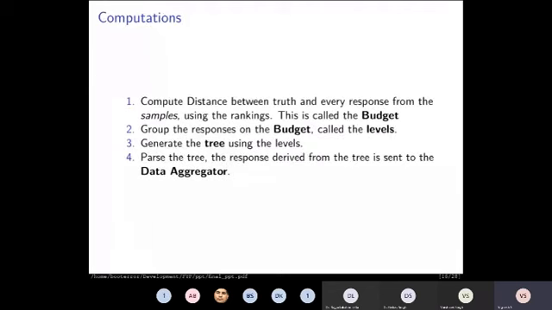First, it computes the distance between the actual set of values and other sets of values. You can consider this as every possible answer to a set of questions in a vector space, and finding out the distance between them. This distance is called the budget. So the higher the budget, the farther the answer is from the true answer. The second thing we do is group the responses based on budget. We bin the responses into something called levels, and these levels are used to generate a special tree, which on parsing gives you a random response that satisfies the epsilon differential privacy condition.